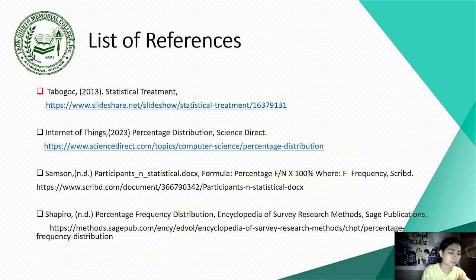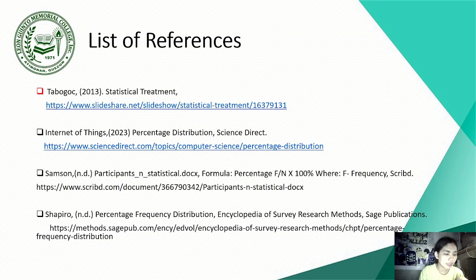So the percentage distribution table clearly demonstrates the relative popularity of each method of transportation among the respondents.